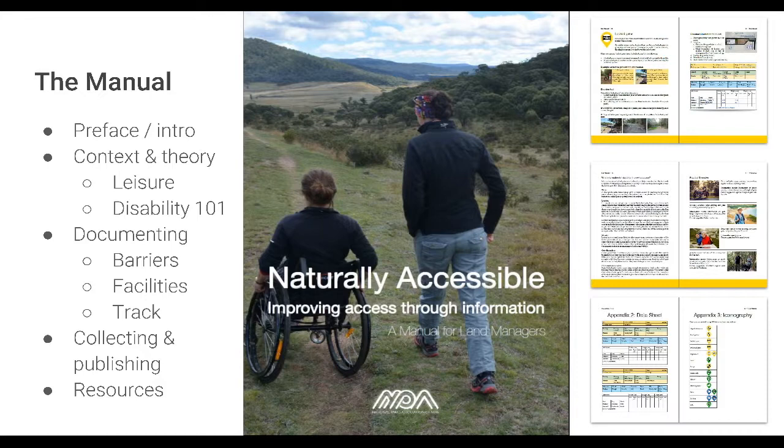So the first part of this manual goes through the theory, the first part of this video presentation, but in a little bit more detail. We talk a bit more about leisure theory. We talk a bit more about disability. And then we go through in detail how to document walks, in terms of how to write track notes, how to include information on barriers, how to collect that information in the field, why we collect it, and again with facilities and the like.